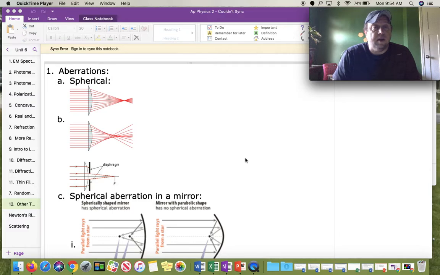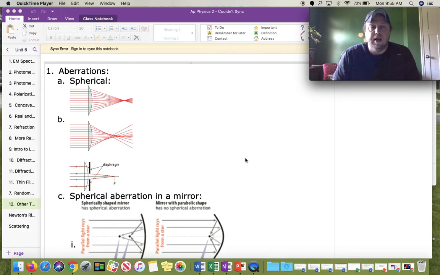All right, so we've been talking about spherical lenses and mirrors pretty much the entire unit. That's been a majority of the topics that we've been covering. But I wanted to go through a couple of things that are issues with that. So first thing we need to talk about is the two types of aberrations that occur due to spherical lenses and mirrors.